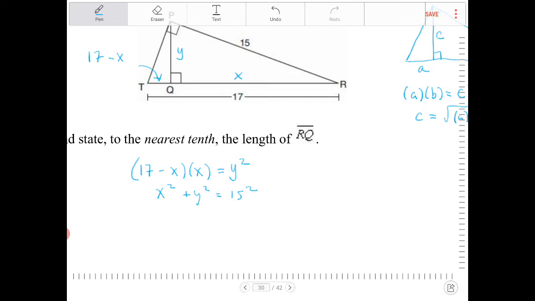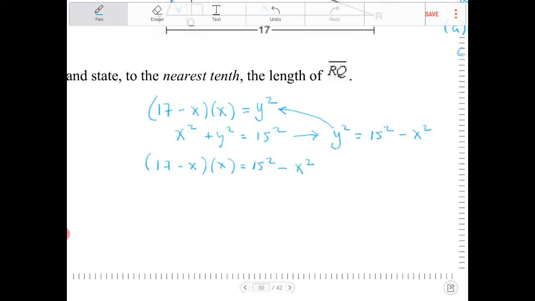There's no need for us to actually solve for y, but if you really wanted to, we can solve for y as well. Our goal is to just figure out what x is. So what I'm going to do is isolate y squared in the second equation. If I do that, I'll end up with 15 squared minus x squared. And what I can do with this then is substitute that back into the first equation. So 17 minus x times x will equal 15 squared minus x squared, because I'm replacing y squared with 15 squared minus x squared.